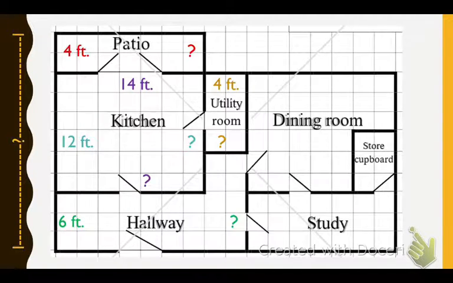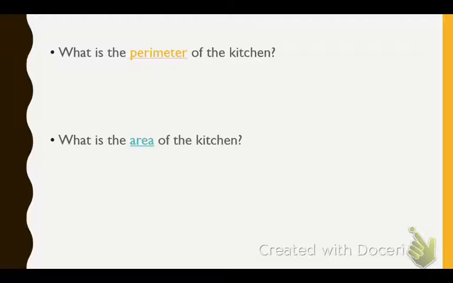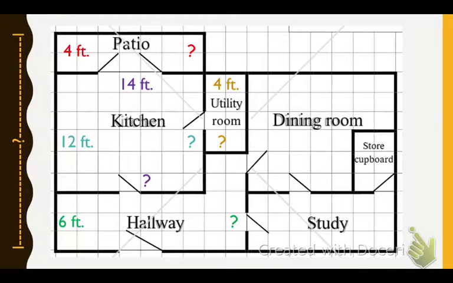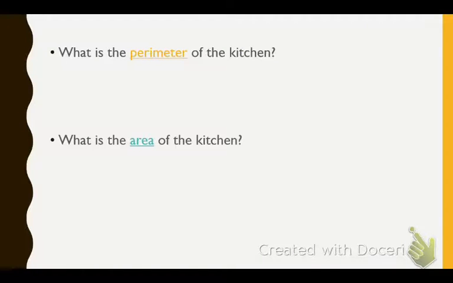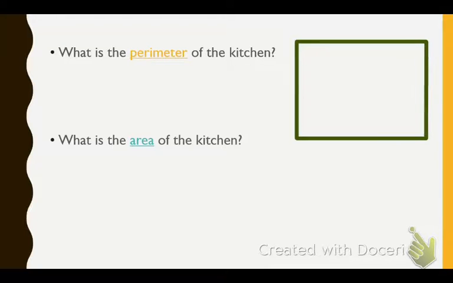So let's go right here. You'll find some questions like this where it says, what is the perimeter of the kitchen? So if I go back over here and I just look at the kitchen, I'm going to outline it in green for us. Okay, so right now we're just looking at the kitchen. What are the dimensions of the kitchen? 14 by 14 by 12. So if I just bring it over here, I'll kind of redraw our kitchen a little bit.